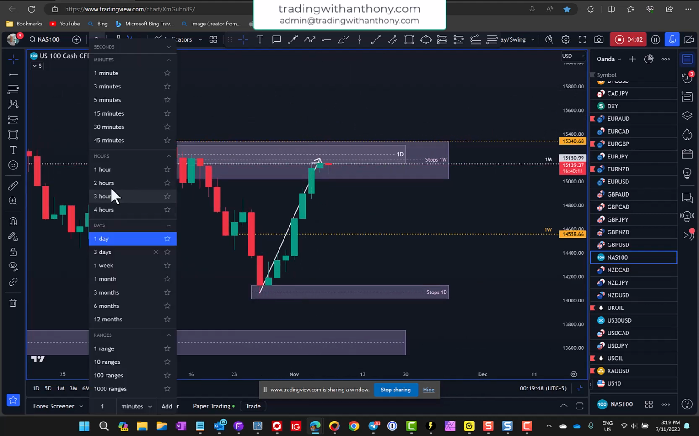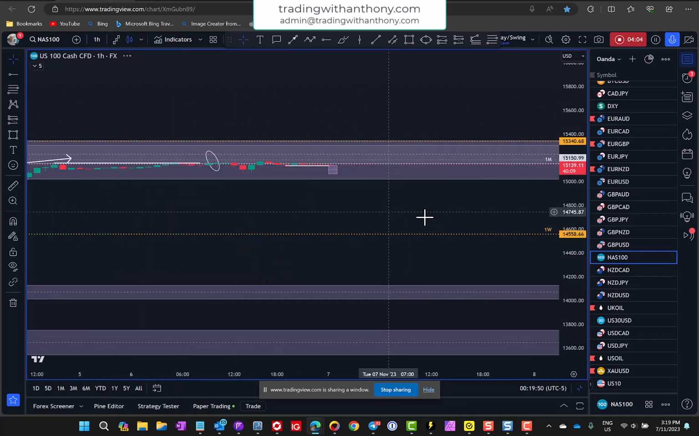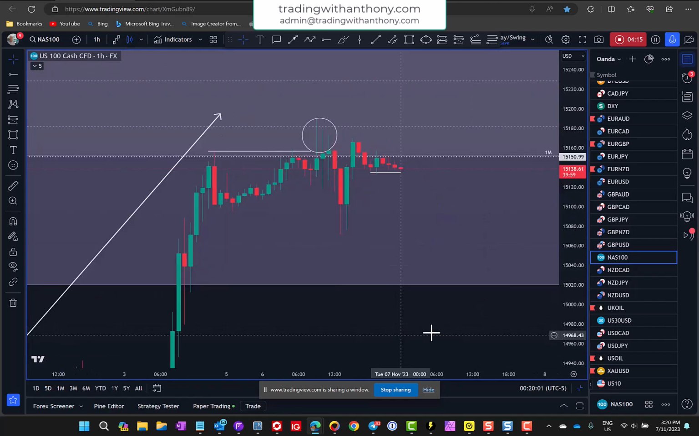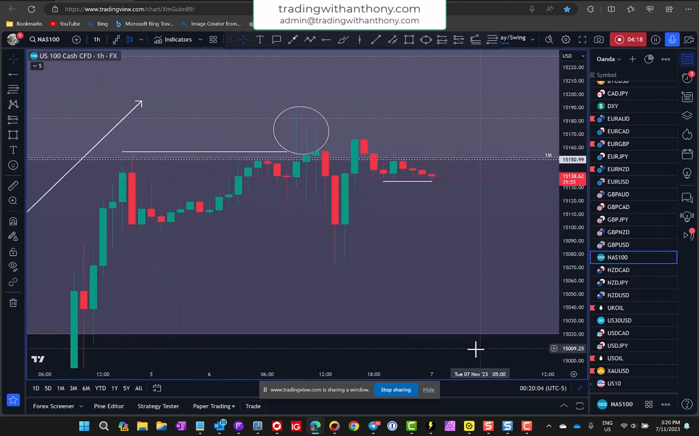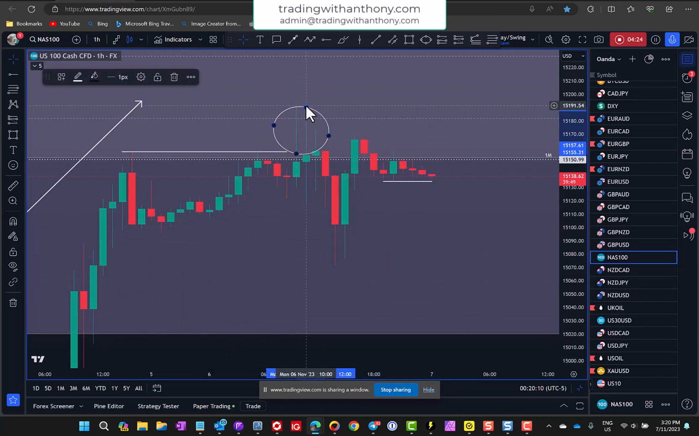We'll go down to a 1 hour. I want to get close to this section up in here. What I've done here is I've just marked up a couple of things. We've got this double top. Then we get this spike up into liquidity. This is taken out. There's a lot of people shorting here.